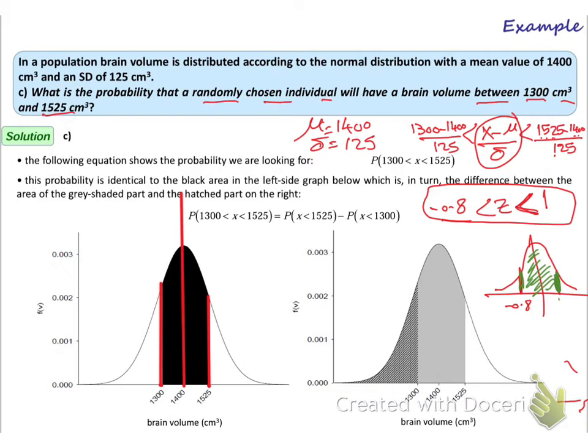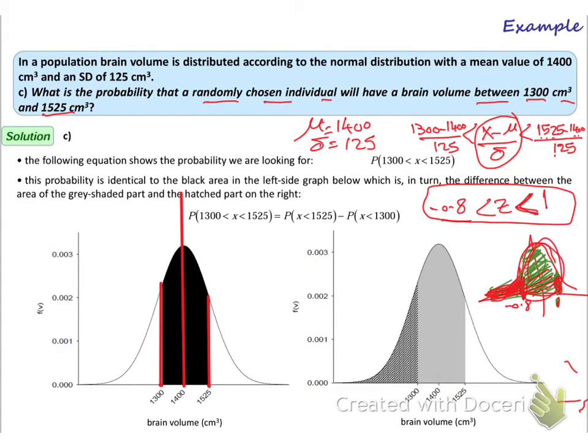So the area up to here, which is 1. I check the area up to 1, so it will give me all the area to the left. Then I get the area up to 0.8, so it will give me this area. I subtract the probability of 1, which is everything, minus the probability of 0.8, so I'll get this area.